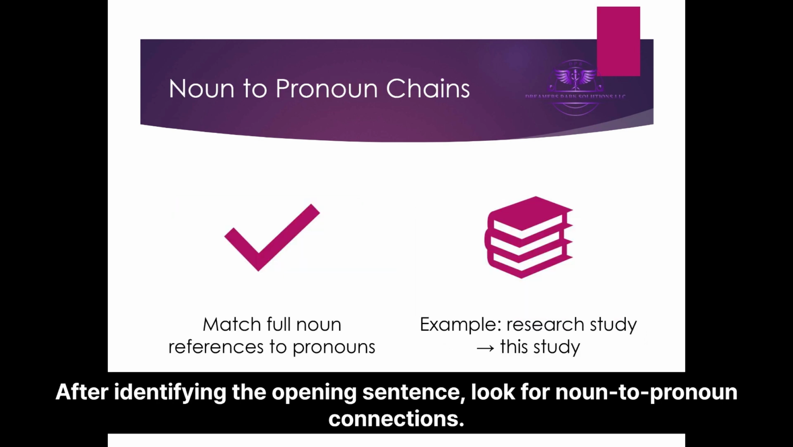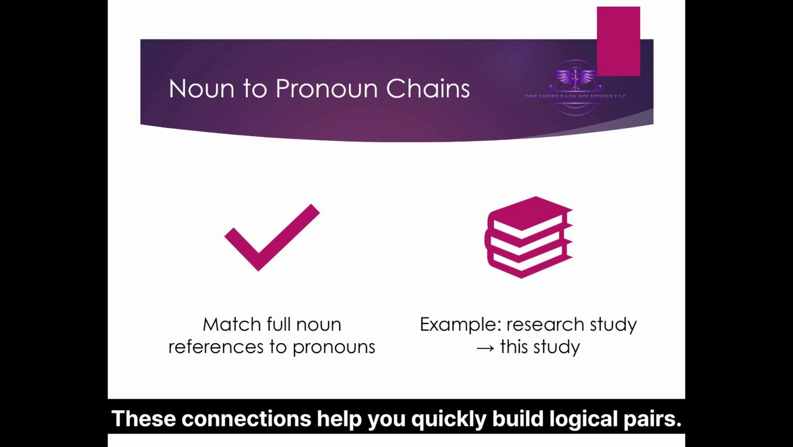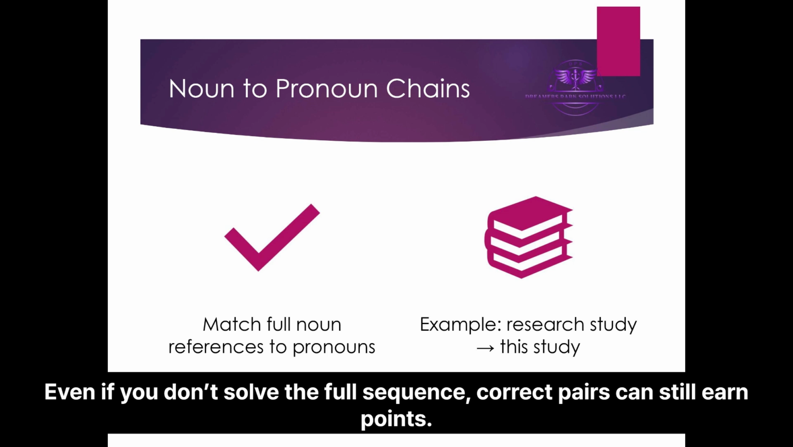After identifying the opening sentence, look for noun to pronoun connections. For example, if one sentence introduces a research study, the next sentence may refer to this study. These connections help you quickly build logical pairs. Even if you don't solve the full sequence, correct pairs can still earn points.